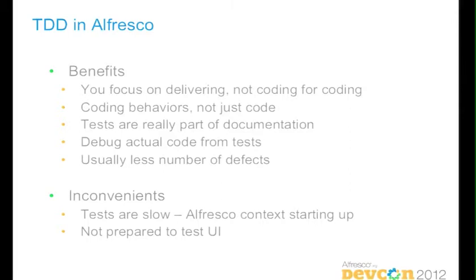But we also have another inconvenience. For example, tests are slow because every time that we run the test, we have to start the Alfresco context again and again. I'm going to show you that it takes a bit of time. And of course, it's not prepared to test UI yet.